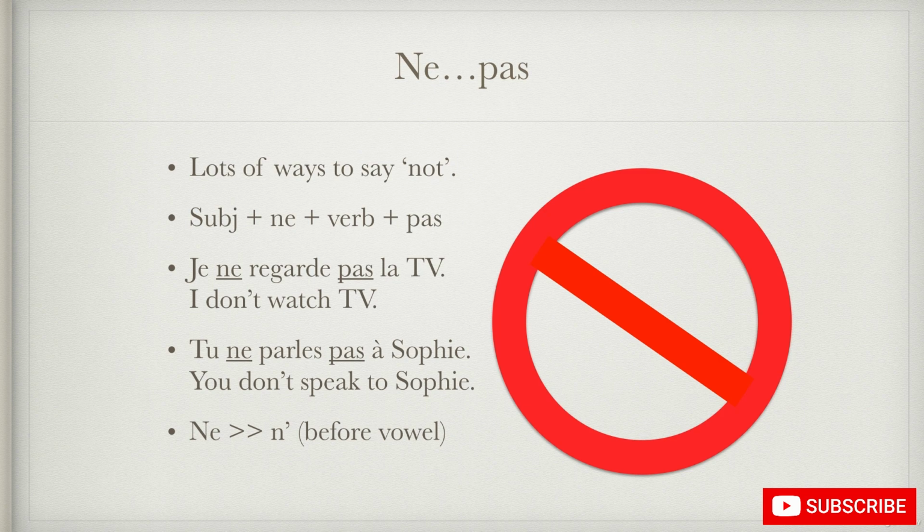Similarly, we have tu ne parles pas à Sophie, you don't speak to Sophie. Also, it's important to note that whenever ne comes before a vowel, such as A, E, I, O, or U, or H, or Y, then the N loses its E and you have a little apostrophe on there. This is common in French, and we'll come across it more in the coming lessons. So again, je ne regarde pas la télévision, tu ne parles pas à Sophie. That's their equivalent of don't or not.